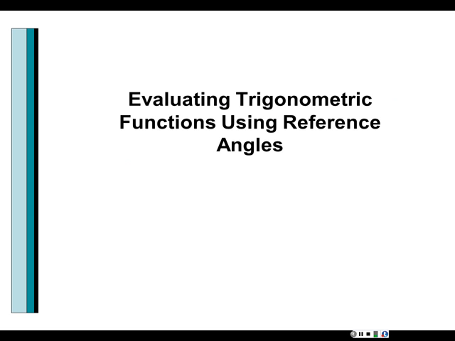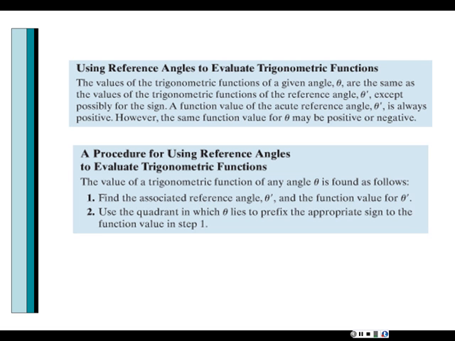So, evaluating the trigonometric functions using the reference angle. Now we know how to get the reference angle, and we'll see how we can use this reference angle to calculate, to evaluate the trigonometric functions. Now, the values of the trigonometric functions of a given angle are the same as the values of the trigonometric functions of the reference angle, except possibly for the sign.